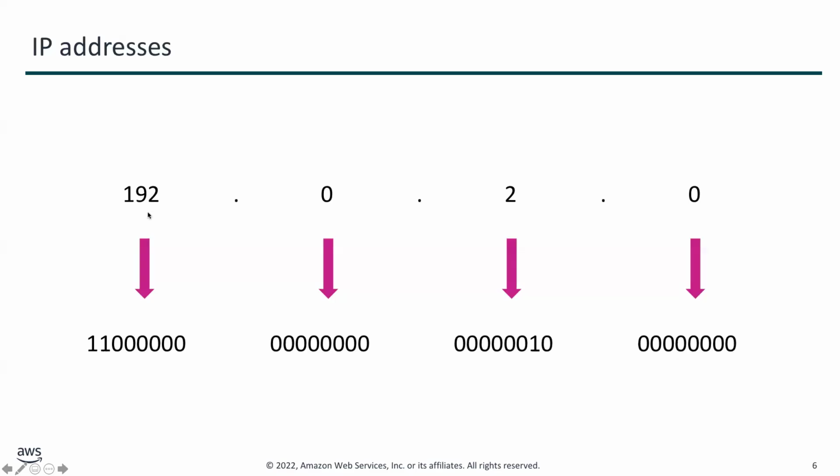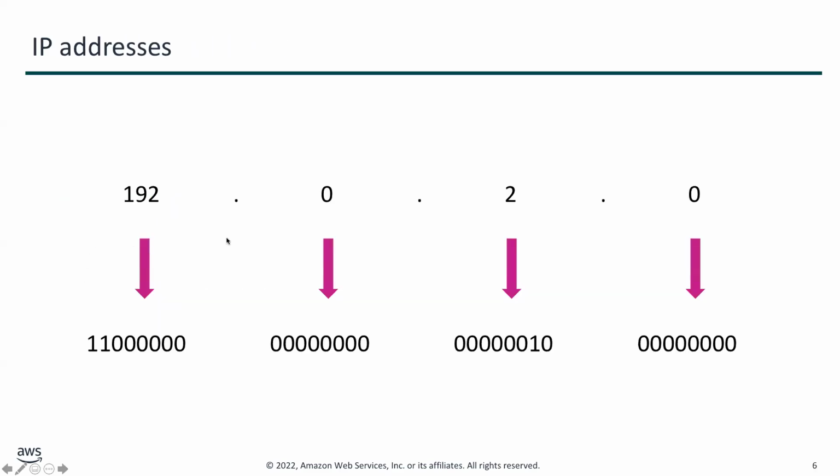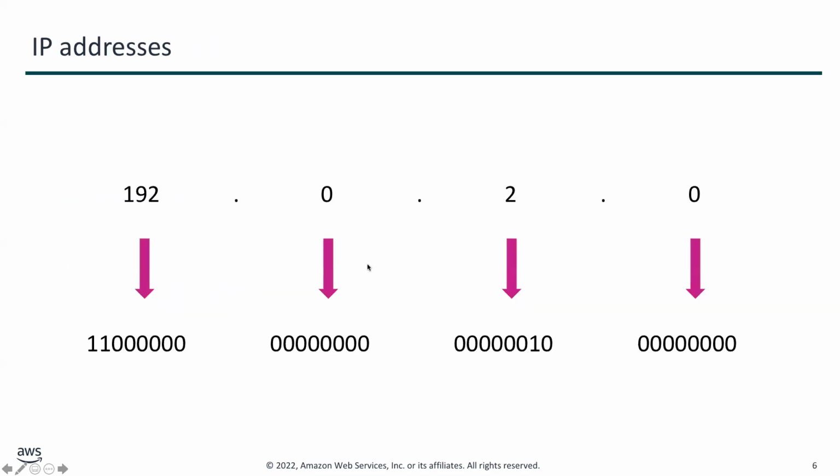We need to understand its binary form as well, because next we are going to look at what we call CIDR notation. So, IPv4 addresses, the example we saw here, is 32 bits: first 8 bits, second 8 bits, third 8 bits, and fourth 8 bits. So an IPv4 address basically consists of 32 bits: 8, 8, 8, and 8. If you add them up, it's 32 bits.